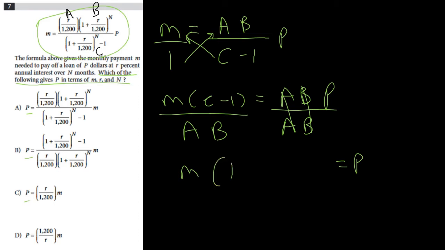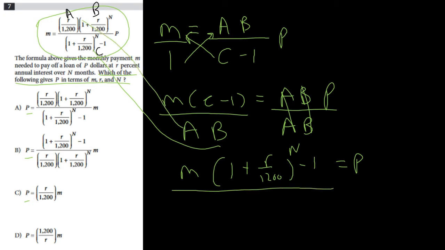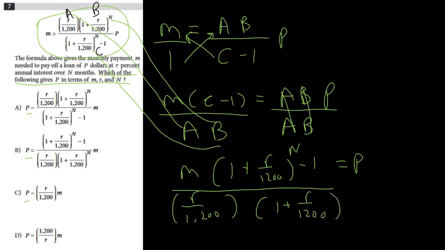It's going to be the 1 plus r over 1200 and then the minus 1. I know my a is going to be the r over 1200, and I know my b is going to be that 1 plus r over 1200. And so the answer to that one that looks the closest or the same is going to be B.